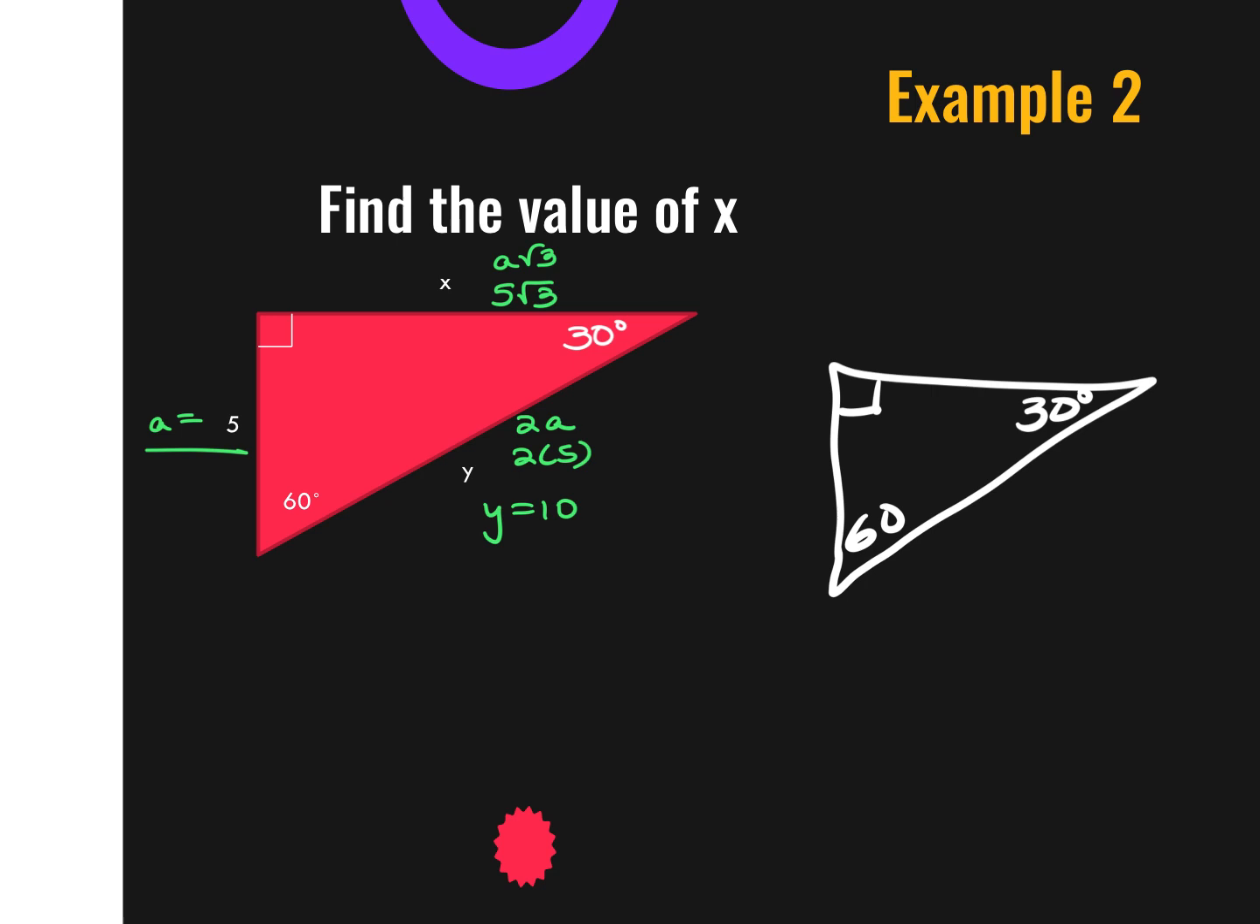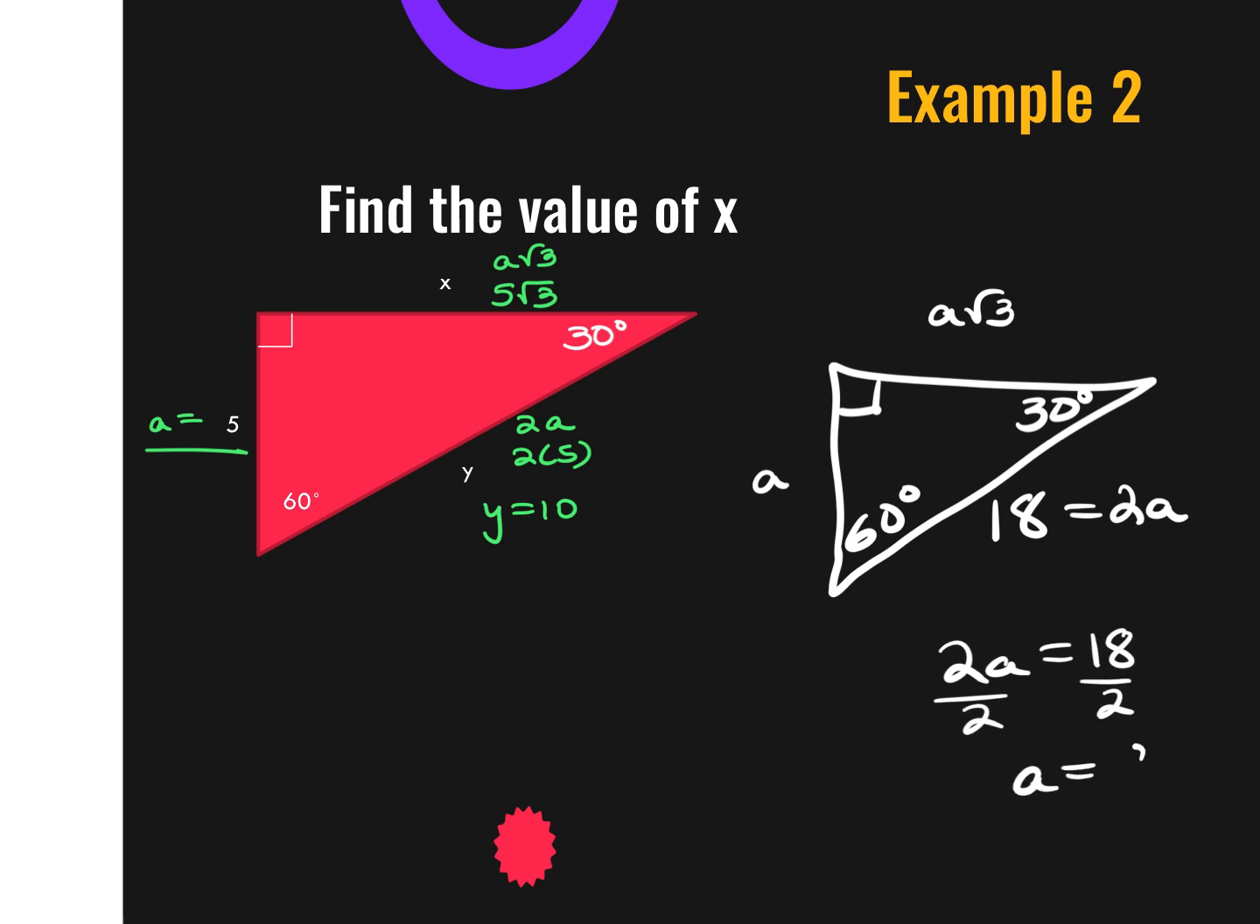60 and 30. And let's say this time I give you 18 here, and I ask you to find the other two sides. So remember, this side across from 30, that's where A is. The side across from 60 is A square root 3. And remember, this 18 is equal to 2A. So I'm going to solve the equation: 2A equals 18. Divide by 2, and A equals 9. So the shorter leg is always half of the hypotenuse. And now the longer leg, now that I found A, I just put it in front of the square root of 3.